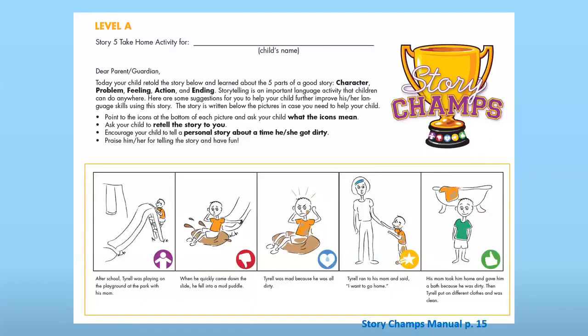Then we do have some take-home activities for families, right? And they go based on the level that the children are at. So here's an example. If you were working on story 5, level A, this is available for you. It's on the flash drive. And so you can send these home with the family because you read that story today.